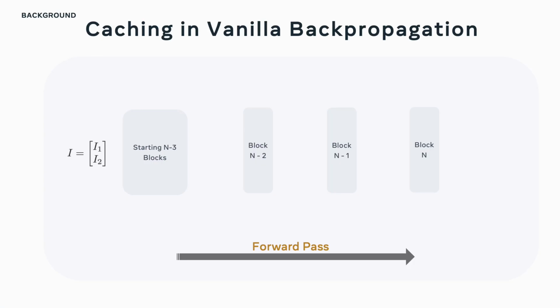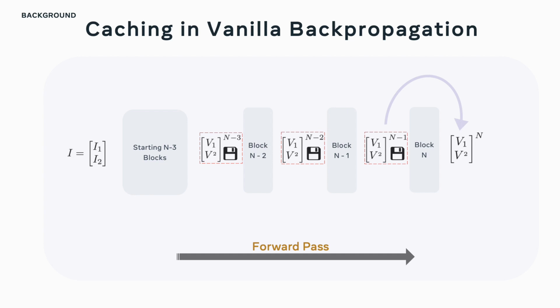Now let's briefly review the process of activation caching in vanilla transformers. The input I is processed through the first n-3 blocks of the transformer to yield the internal representation Vn-3. The activation is cached and then processed through block n-2 to yield Vn-2, cached again, and so on and so forth until the end of the forward pass.